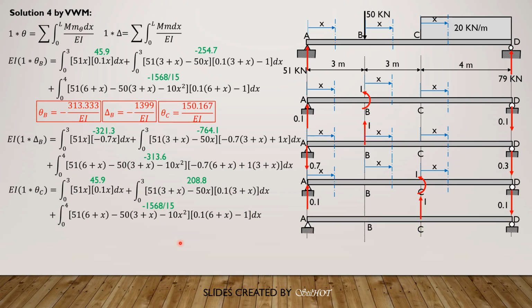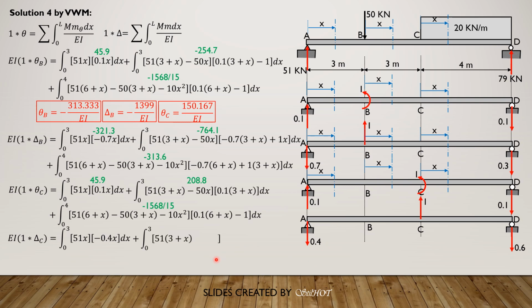And finally, we apply a unit upward load at C. And the reaction here is 1 times 4 divided by 10, so 0.4 downward. Then here it's 0.6 downward. So same sectioning, EI times 1 times delta C equals integral 0 to 3 of 51x times 0.4x dx. So take note, same sectioning as above.